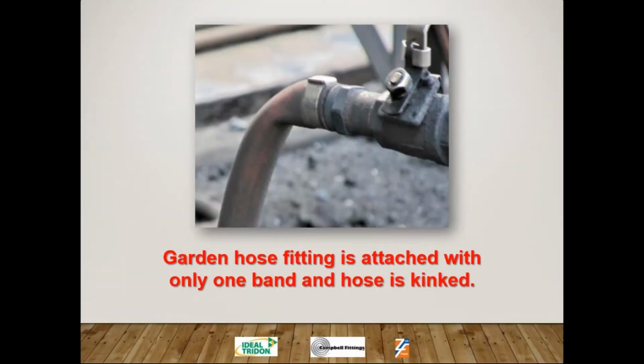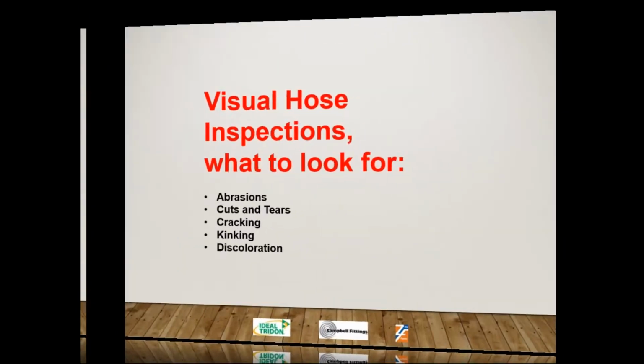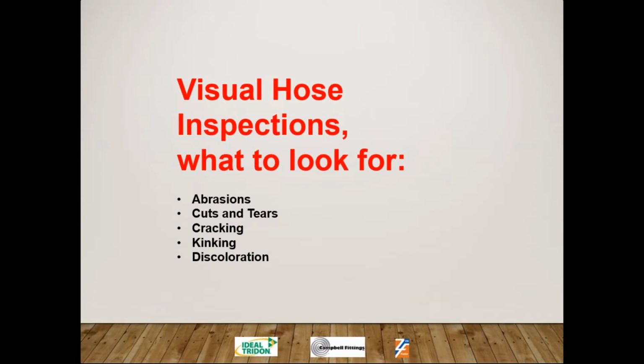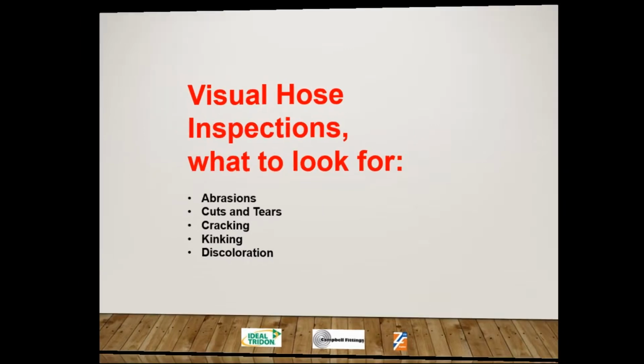Here we have a garden hose style fitting. One band, hose is kinked. Also part of the hose survey is visual inspections of the hoses. So what are you looking for? Abrasions, cuts, tears, kinking, discoloration. Not all of these are necessarily factors to pull a hose out of service, but they're mostly factors to re-examine the hose, maybe proof test it again, recertify it. But in some cases, you'll see it can get very bad.